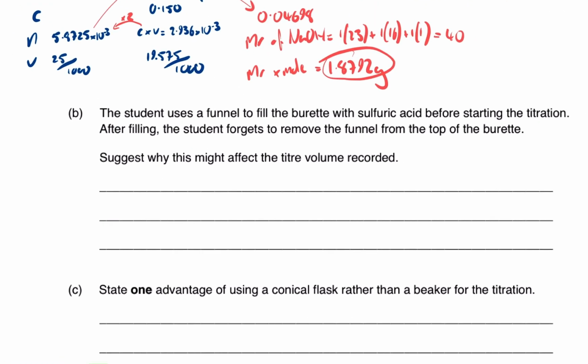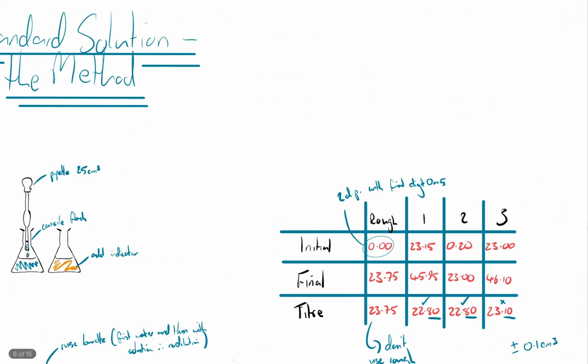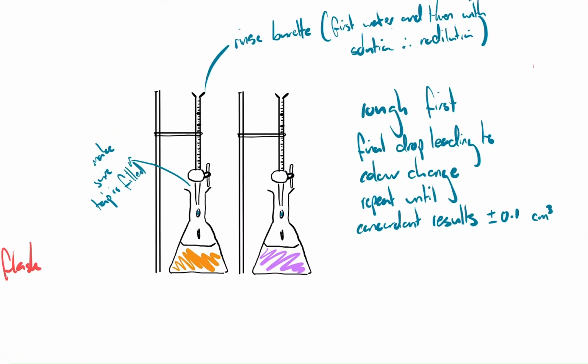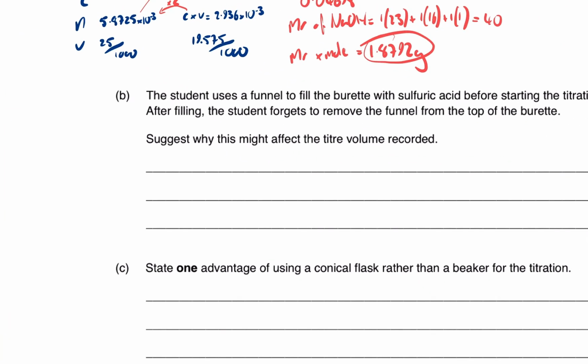B. The student used a funnel to fill the burette with sulfuric acid before starting the titration. So imagine here, we're doing our titration, we've taken our initial reading, but there's a funnel still in. There could still be little bits of our solution there. So after we've taken our initial reading, we could be getting drops in. So what that's going to mean is that our reading is lower than it should be. So here, additional drops could have entered the burette.